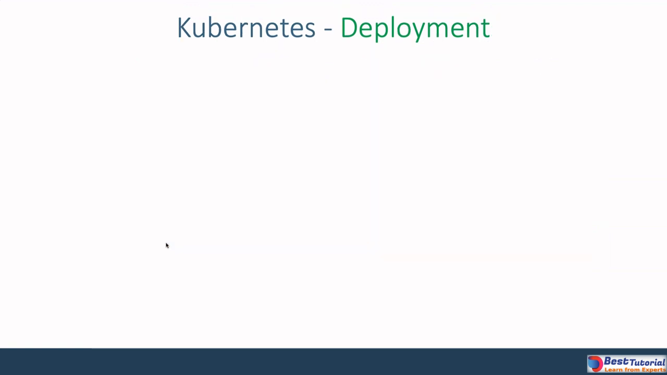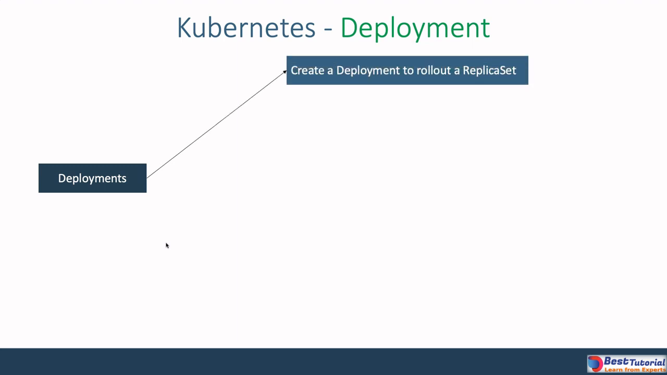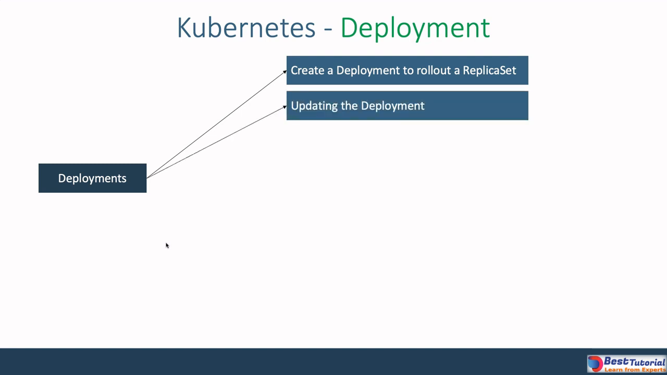So now let's see what deployment features are available for our applications hosted on Kubernetes. We can create a deployment to roll out a replica set. By default, whenever we create a deployment, a replica set is rolled out. And updating the deployment: whenever we want to update our application version, we can update the deployment.